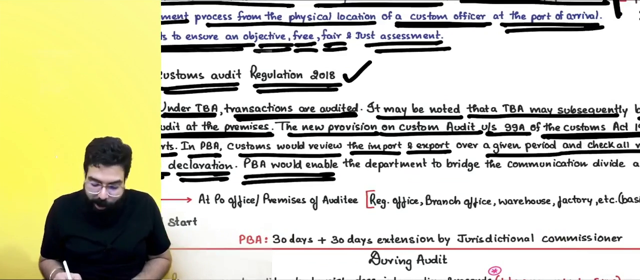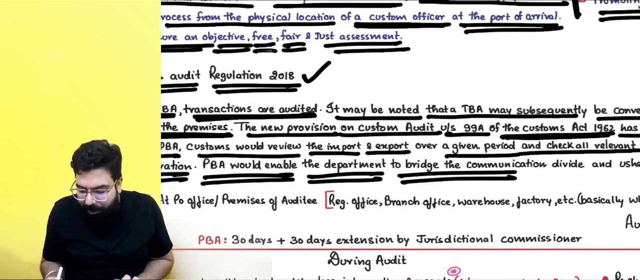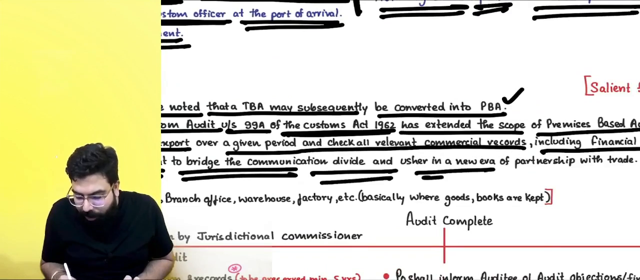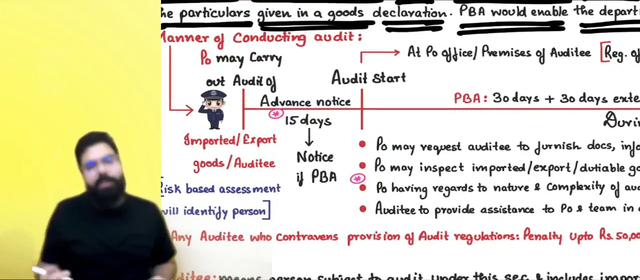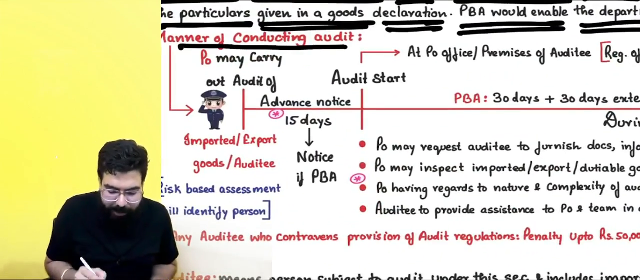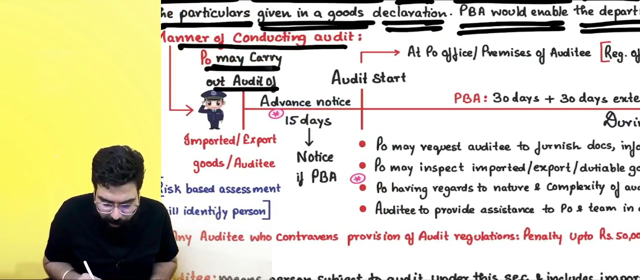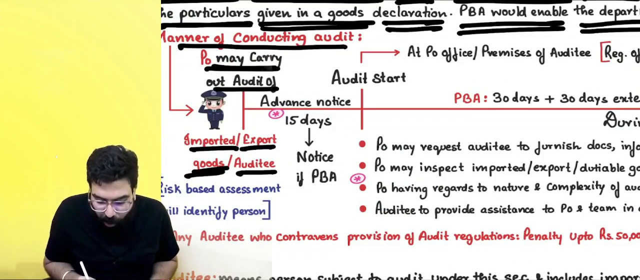Premises-based audit would enable the department to bridge the communication divide and usher in a new era of partnership with trade. Okay, sir. Now, how is the audit happening? Manner of conducting the audit. The proper officer may carry out the audit of imported goods, exported goods, or the auditee.